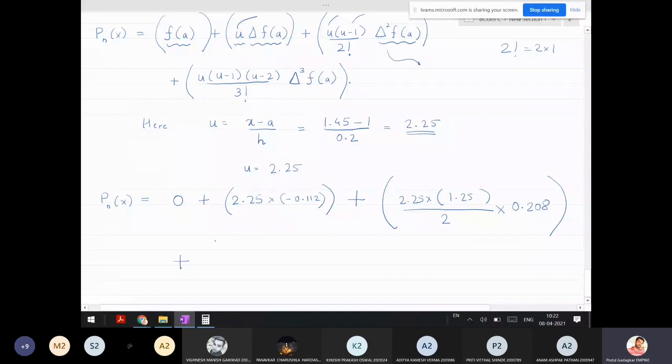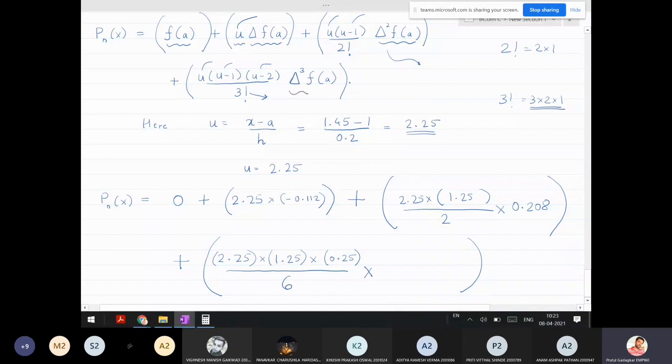So plus fourth bracket: u into u minus 1 into u minus 2. U is how much? U is 2.25. If I remove 1 from that, it will become 1.25. If you remove 2 from that, it will become 0.25. 2.25 minus 2 is 0.25, upon 3 factorial. What is 3 factorial? 3 factorial means 3 into 2 into 1. What is 3 into 2 into 1? 3 into 2 into 1 is 6, multiplied by delta cube f of a.